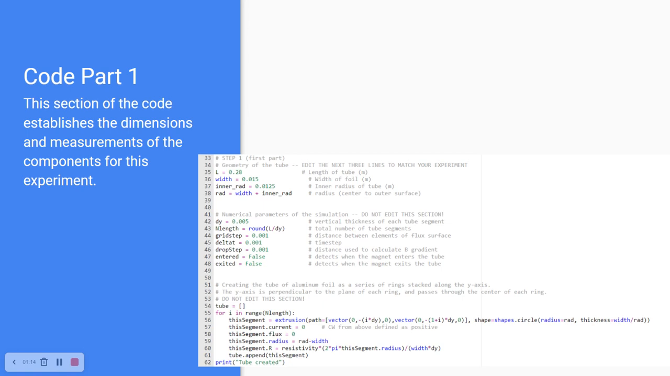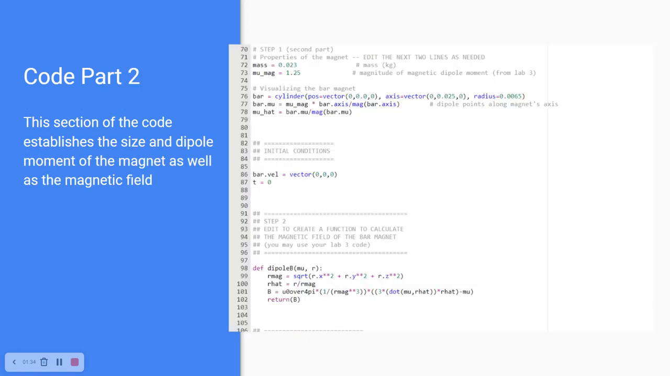So here we have the first section of the code. In this section of the code, we establish the dimensions and measurements of the components, such as the aluminum foil in this experiment, as well as the fact that we are going to be establishing the ring segments as stacked in the y-axis. For the second part of the code, we're going to be establishing the size and dipole moment of the magnet, as well as establishing the magnetic field of the bar magnet.